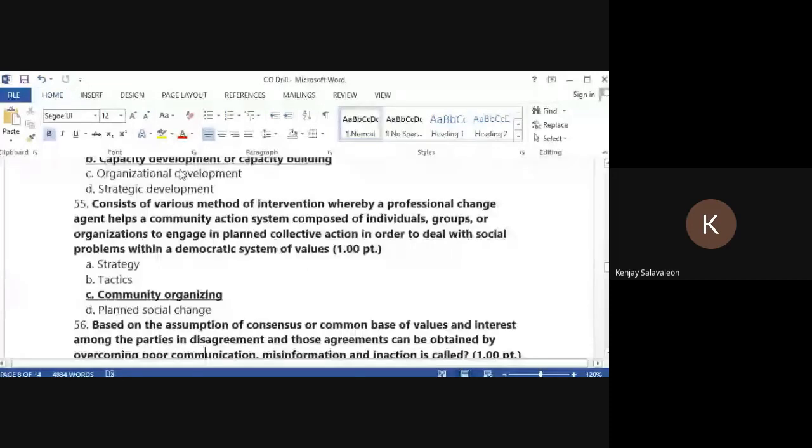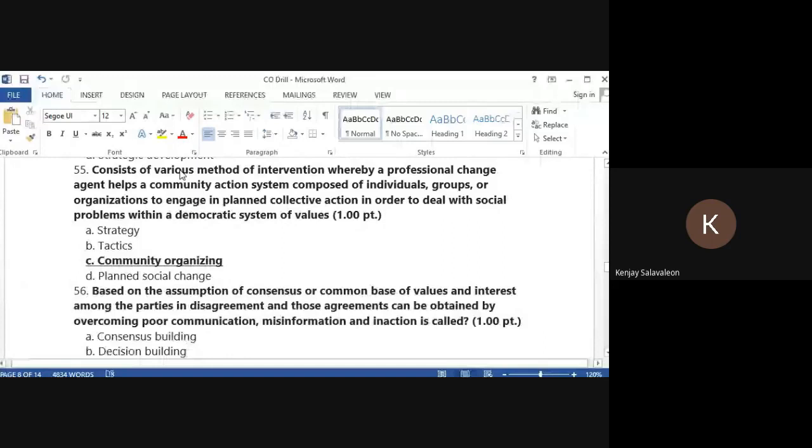55. Consists of various methods of intervention whereby a professional change agent helps a community action system composed of individuals, groups, organizations to engage in a planned collective action in order to deal with social problems within the democratic system of values. It is community organizing. Who defined this? Among the authors I mentioned earlier, who defined that CO is a method of intervention? When we say method, it is Kramer and Specht. Hala. They probably fell asleep.